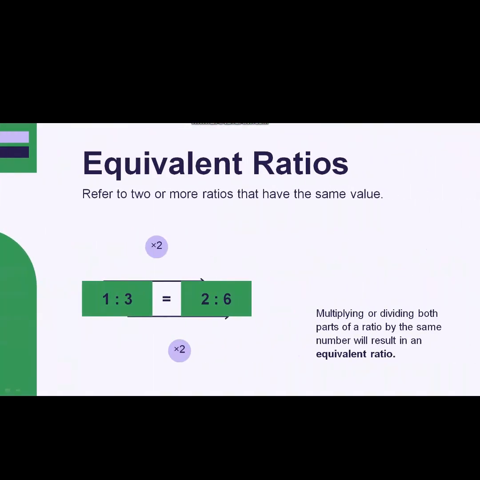Now, let's come to another point, that is equivalent ratio. Equivalent means equal. It refers to 2 or more ratios that have the same values. For example, if we are having 1 ratio 3, multiplying it by 2 on both sides, it will be 2 ones are 2 and 2 threes are 6. Both are equivalent ratios.